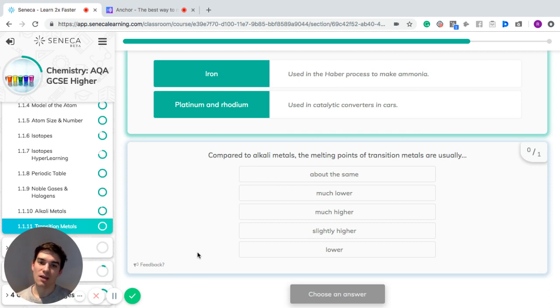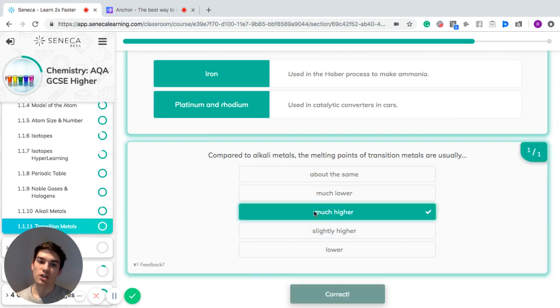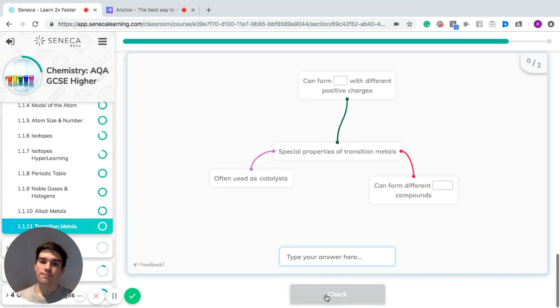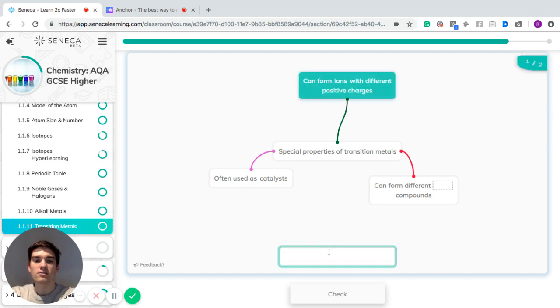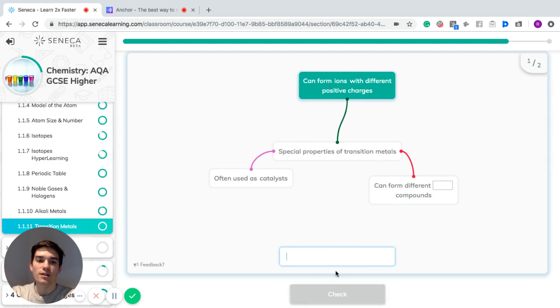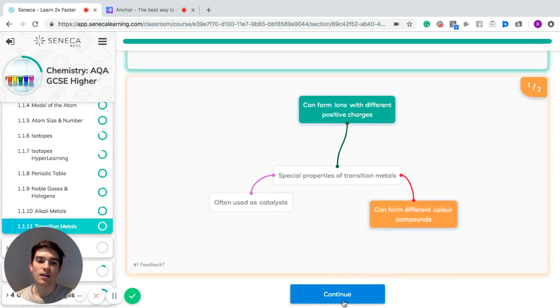So compared to alkali metals, the melting points of transition metals are usually much higher. And some special properties of transition metals, just to go through them again. Often they're used as catalysts. They can form ions with different positive charges. They can form different color compounds.